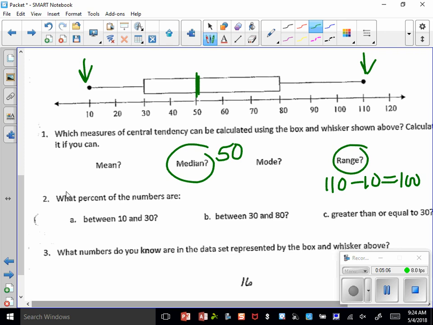Now I can do this. What percent of the numbers are from 10 to 30? Here's 10 here, here's 30 here. So this from here to here is what percent?